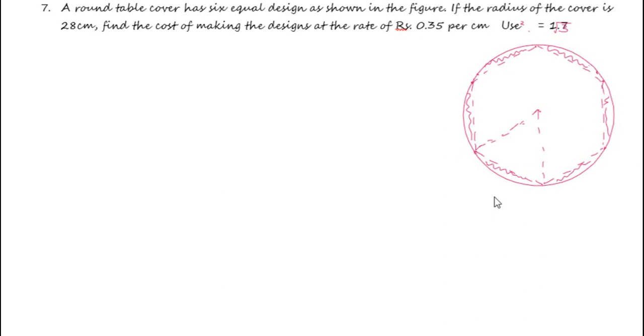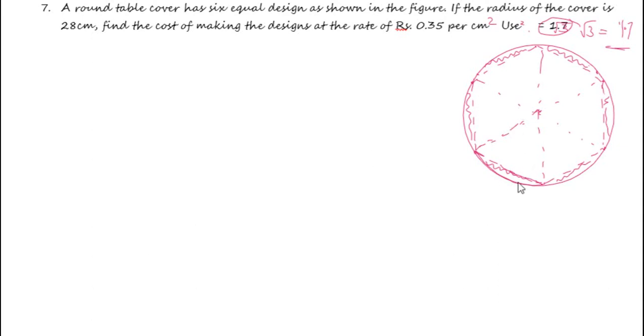Next problem, last problem in this module. A round table cover has 6 equal designs as shown in the figure. If the radius of the cover is 28 centimeter, find the cost of making the design at the rate of 35 paise per centimeter square. Use root 3 equal to 1.7. Now this is the design. This design area is nothing but a segment, and then multiply by 6, that is the total area.